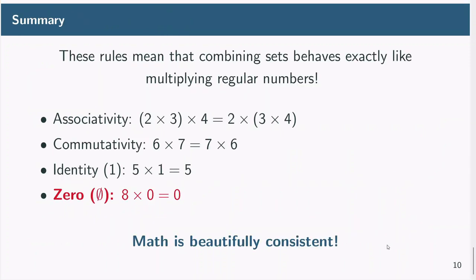Let's bring it all together in our summary. These wonderful rules show us that combining sets behave exactly like multiplying regular numbers. For associativity, grouping sets works just like 2 times 3 times 4 is equal to 2 times (3 times 4). For commutativity, swapping the order works smoothly, like 6 times 7 is equal to 7 times 6. For identity, represented by the number 1, it behaves just like 5 times 1 is equal to 5. And for 0, representing an empty bag, it behaves perfectly like 8 times 0 is equal to 0.